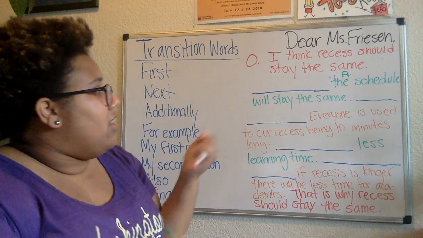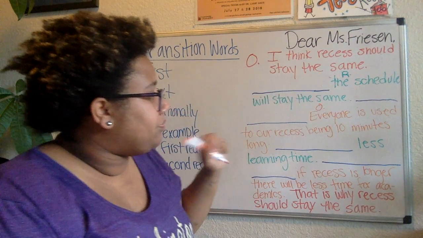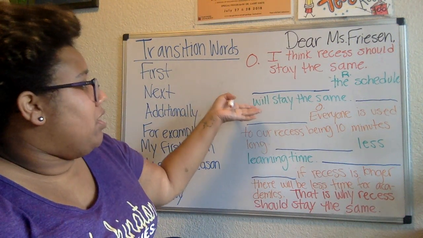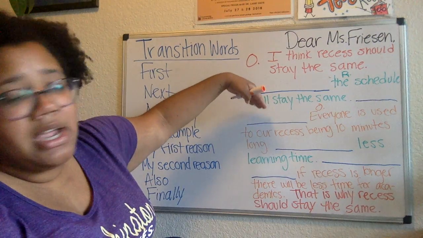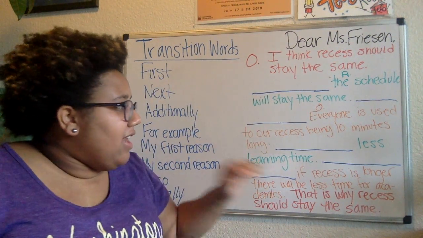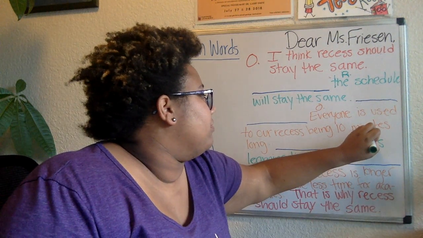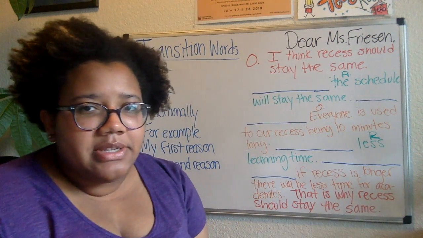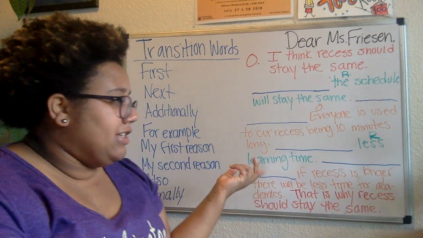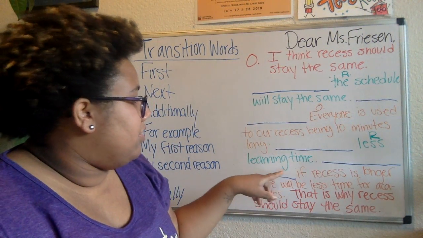Then after I gave my reason, I went into detail with my example. Everyone is used to our recess being 10 minutes long, which is going into detail for my reasons why the schedule will stay the same. Then I would state my second reason again. It's always good to give more than one reason when we're writing an opinion letter. So, less learning time. So why I think recess should stay the same, we would have less learning time.